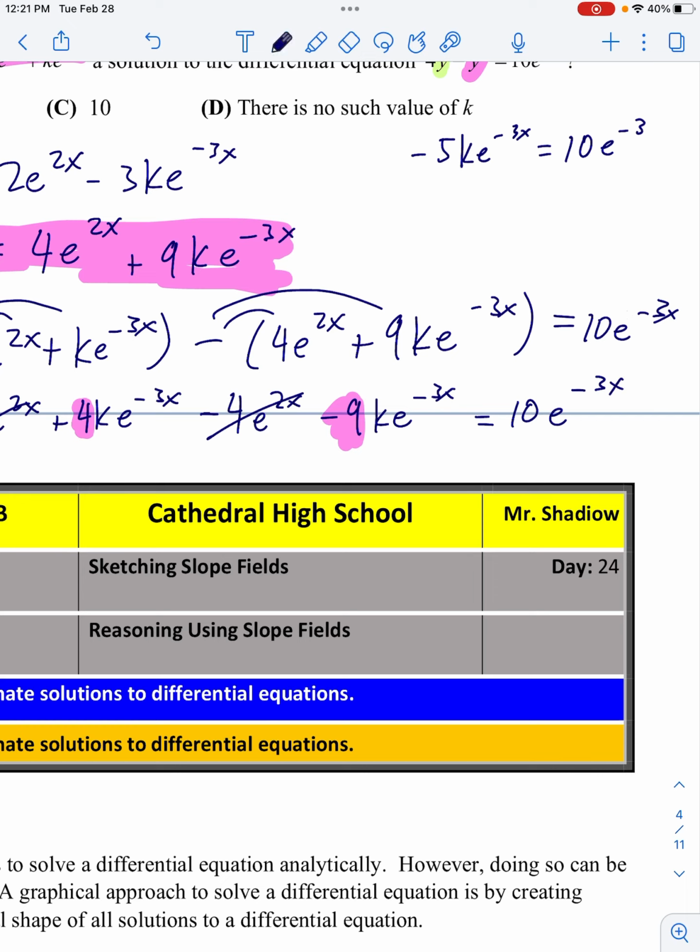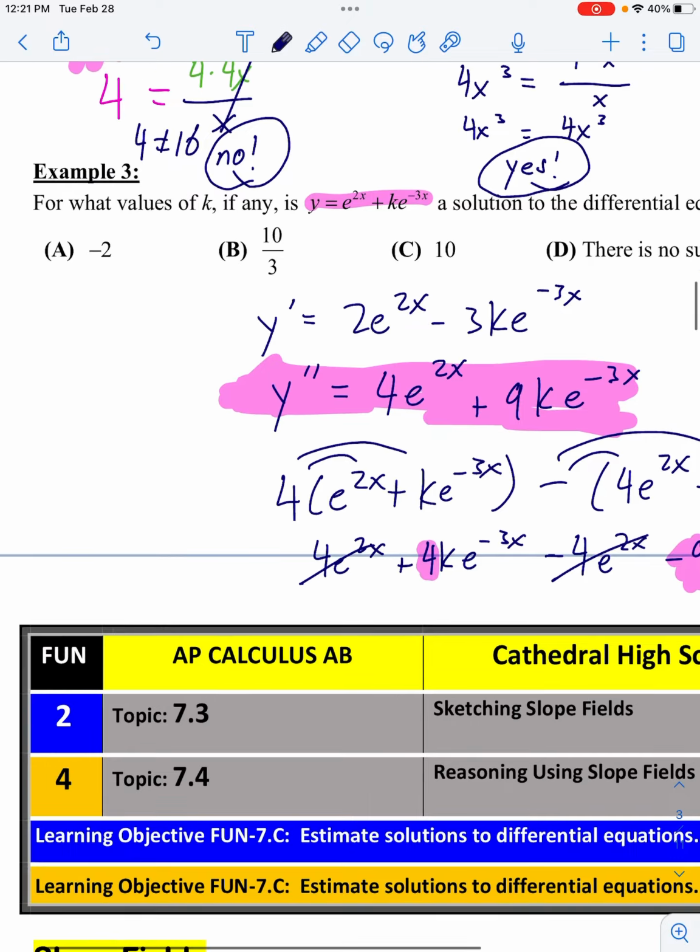What's that? Hey, Kathy. All right, and then I'm just going to divide both sides by e to the negative 3x. All right, just going to get k by itself. We're solving for k. So I get negative 5k equals 10, or k equals negative 2. There you go. A.